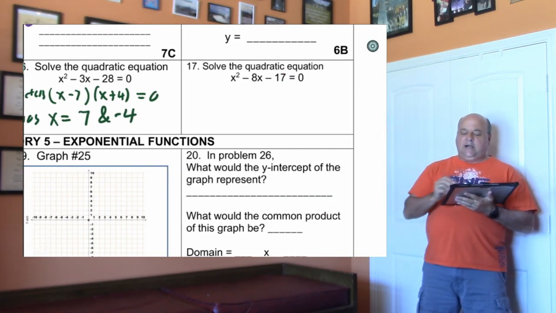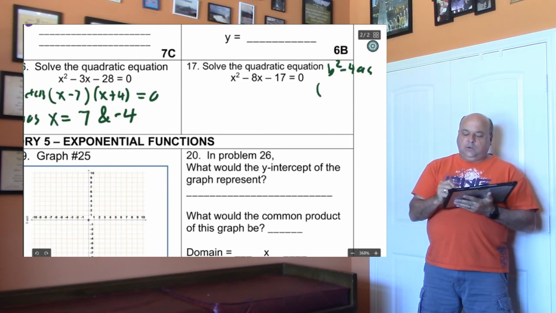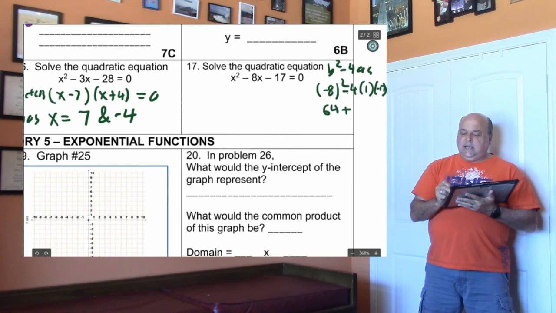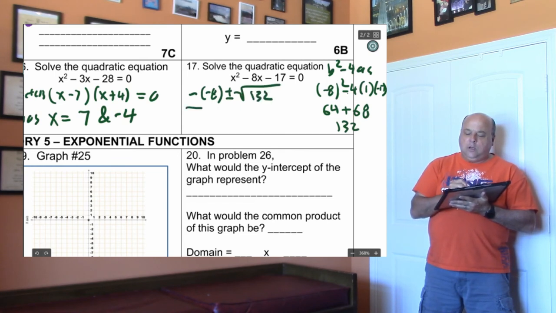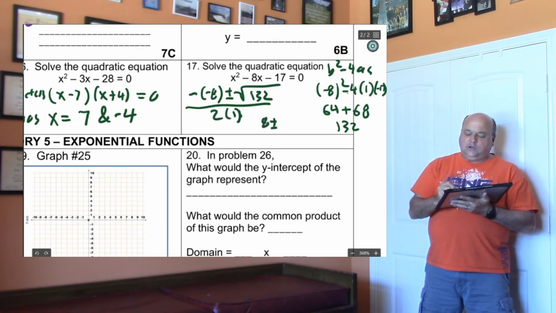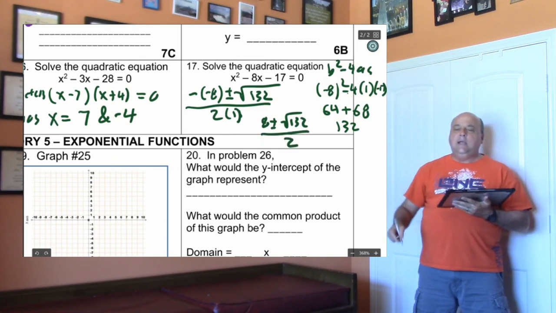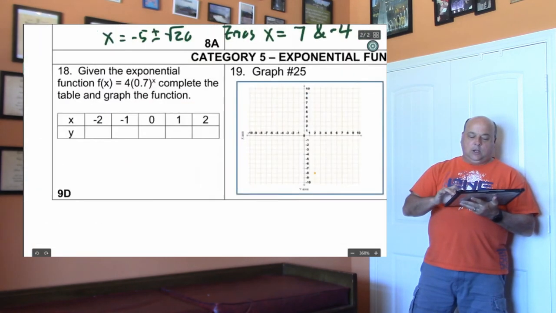Okay, on this one we're going to use the quadratic formula because the factors of 17 won't subtract to give us 8. So write down b squared minus 4ac. So it's going to be negative 8 squared minus 4 times 1 times negative 17. So 64 plus 68, and that's going to be 132. Okay, so we're going to write down negative b, which is negative 8, plus or minus the square root of 132 all over 2 times 1. And this will turn into 8 plus or minus the square root of 132 all over 2. Now then, if you were to punch this in the calculator, you would get the decimals, wouldn't you? I'm running out of power, so we're going to go on.